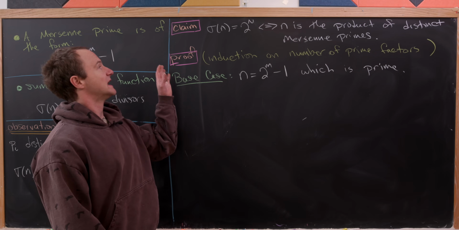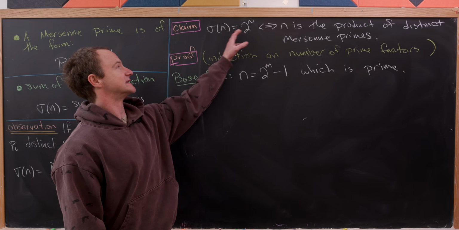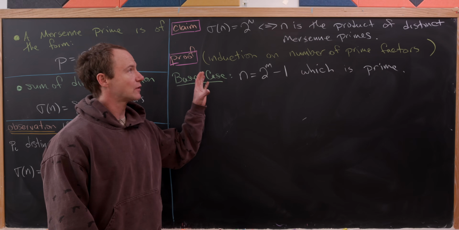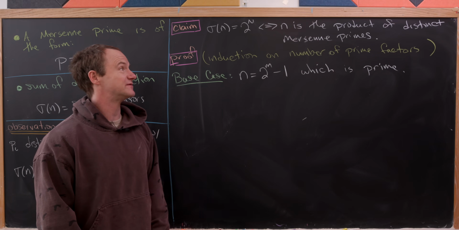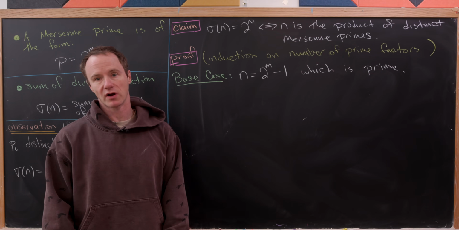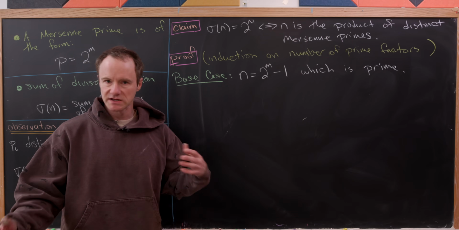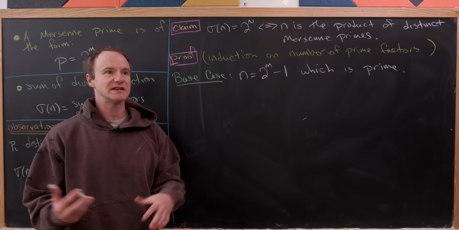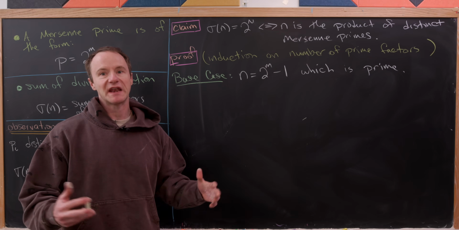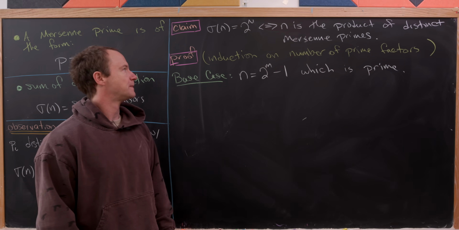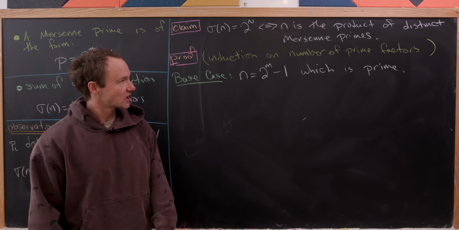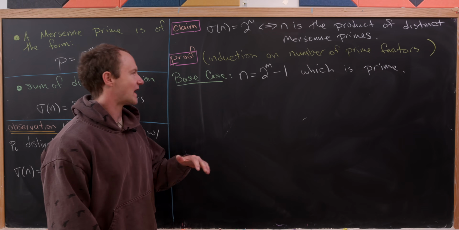Okay, so the main result we'd like to prove is that sigma of n is a power of 2 if and only if n is the product of distinct Mersenne primes. So in other words, all its prime factors are Mersenne primes, and they don't appear with an exponent larger than 1. And now we're going to proceed by induction on the number of prime factors.